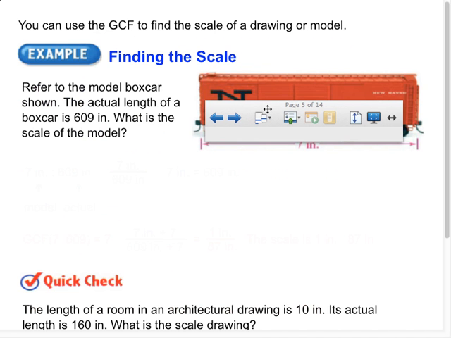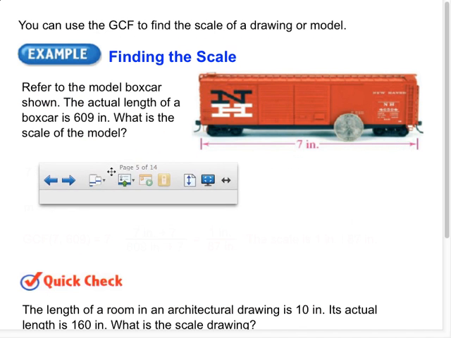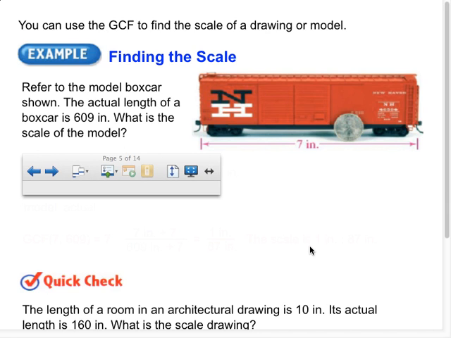All right, moving right along. Now take a look at this. You can use the GCF to find the scale of a drawing or model. Okay? Finding the scale. Refer to the model boxcar. So here it is. We have a toy boxcar. It's from a train set.